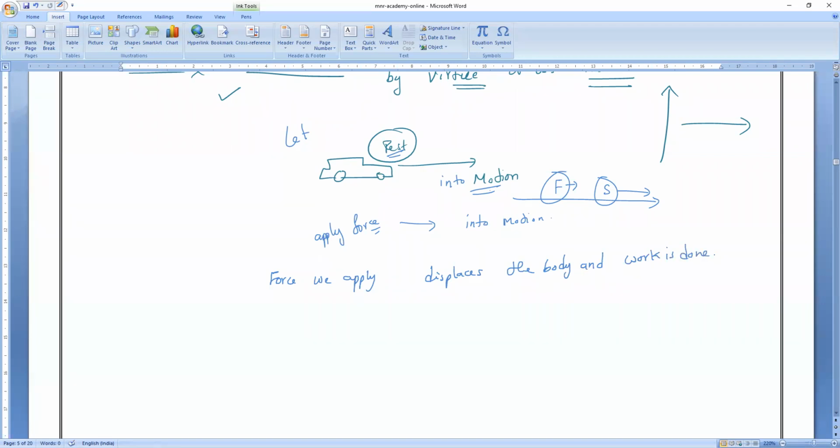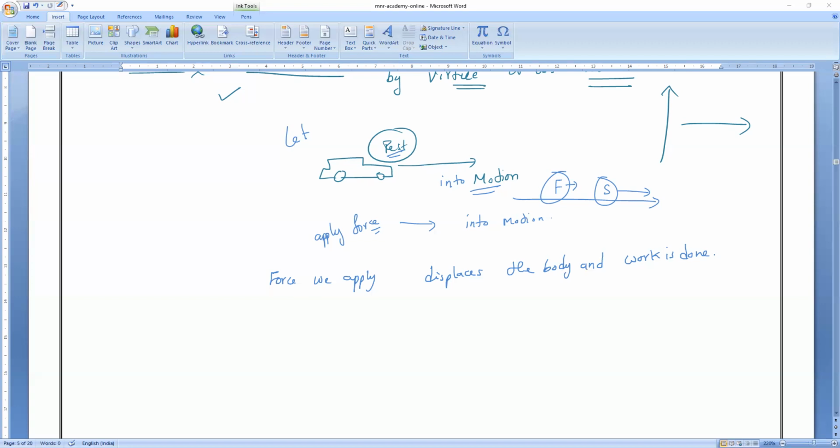So the work done on the body is equal to the energy possessed by the body. Am I right or wrong, guys? Yes, so whatever amount of work I have done is stored in the form of energy, which is equal to the energy possessed by the body. That energy we call what? Kinetic energy.